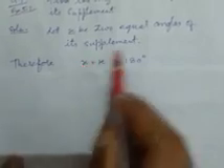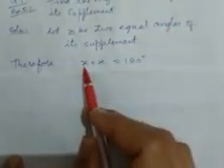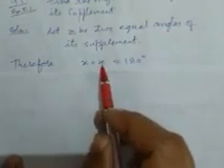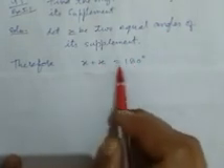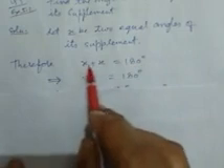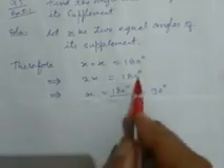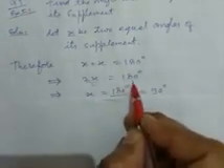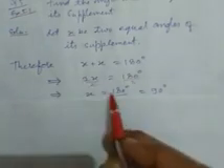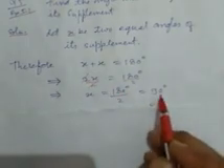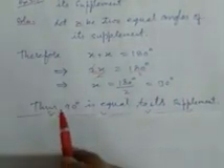Why is x the angle? Because both are equal, so the angle is also expressed as x. So both are x, and the sum of supplementary angles is 180. Adding this, twice x equals 180. Dividing by 2 on both sides, the 2 cancels out and 180 by 2 is 90. Thus 90 degrees is equal to its supplement. This is our solution.